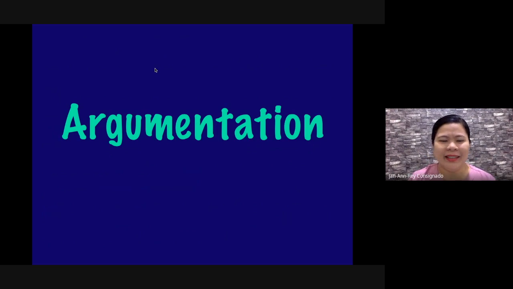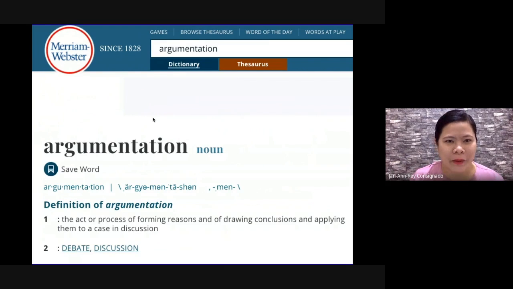Argumentation. First, let us consult the dictionary. What is the meaning of argumentation? According to Merriam-Webster, argumentation is the act or process of forming reasons and of drawing conclusions and applying them to a case in discussion. Another meaning is debate, and another one, discussion. That is argumentation.